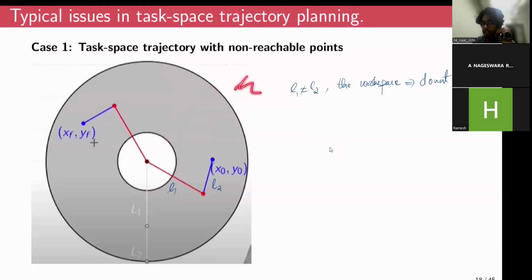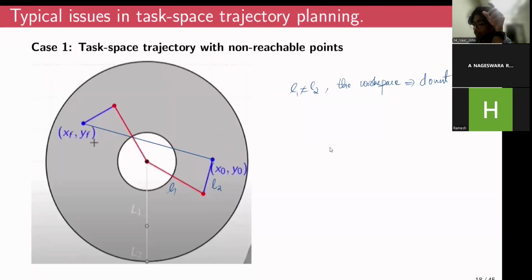Any point outside this boundary or inside this boundary cannot be achieved by this RR manipulator. So if you try to plan a straight line interpolation between this initial position and this final position, something like this, once the robot reaches this point, it tries to go out of the boundary. And all these intermediate points would not be accessible by the robot.